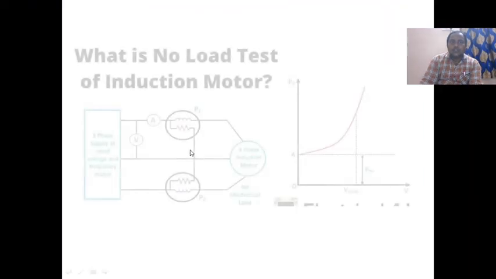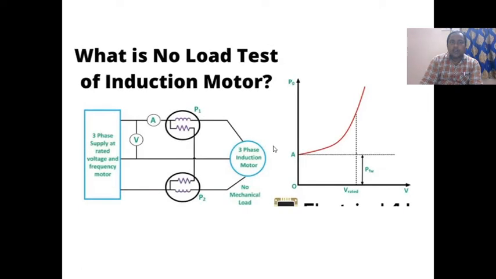Now we discuss the no load test and blocked rotor test of a 3-phase induction motor. So the 3-phase supply here, the ammeter is connected in series, and the voltmeter is connected across the supply. We connected 2 wattmeters P1 and P2. In the no load test, we do not connect any load.